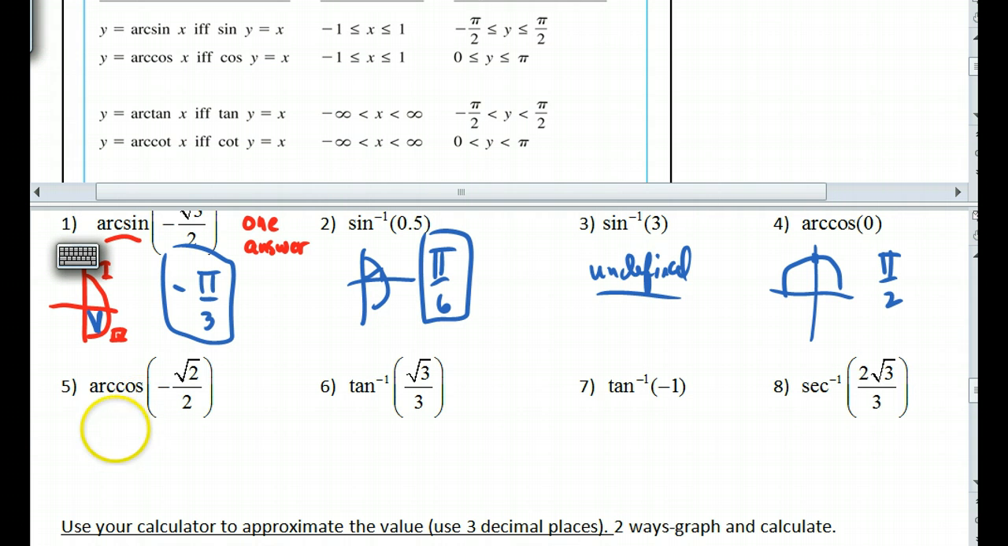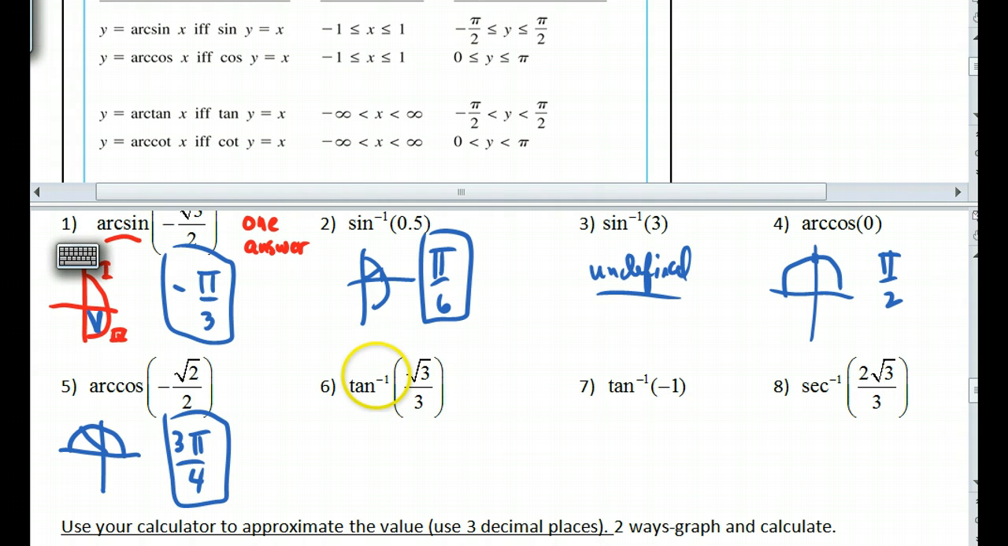Okay. And then how about some more here? Arc cosine of negative square root of 2 over 2. Cosine is going to be in the first or second quadrant. I'm going to be over here, so my answer would be 3 pi over 4. And we look here, does that satisfy this range? Yes, it does.